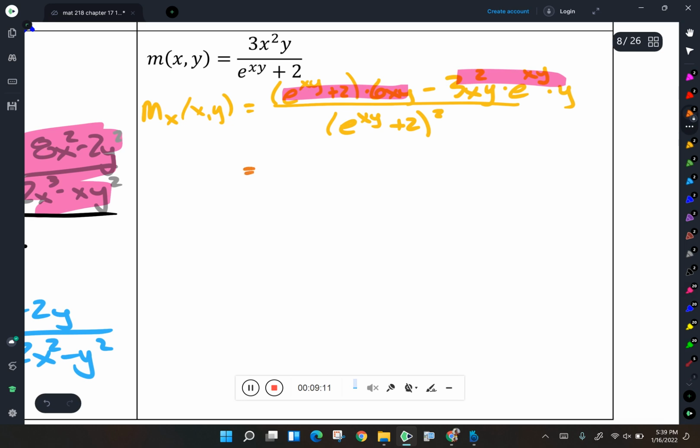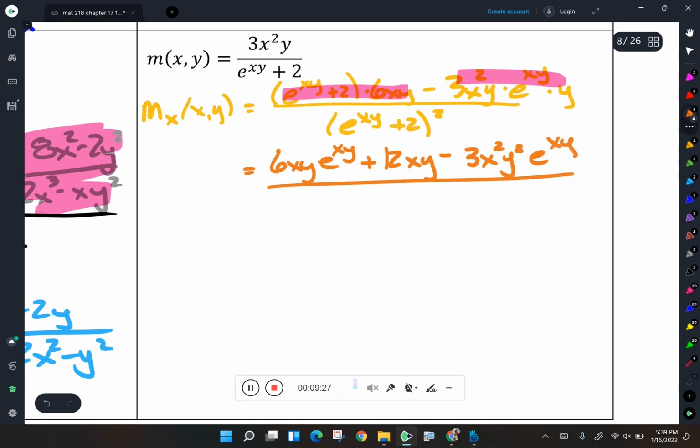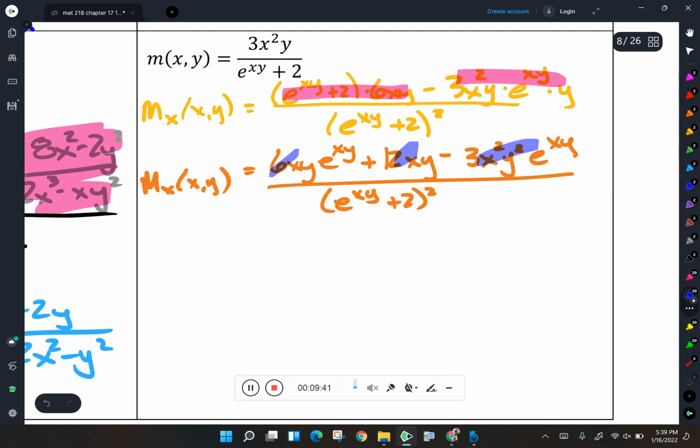And so I've got, let's see, 6xy e to the xy plus 12xy minus 3x squared y squared e to the xy over (e to the xy plus 2) squared. There you go. Now I know at least one person out there is watching this going, well, looks like you could do some factoring there. And I'm going to say yes, but no. Yes, you could do some factoring, but no, you should not do some factoring.